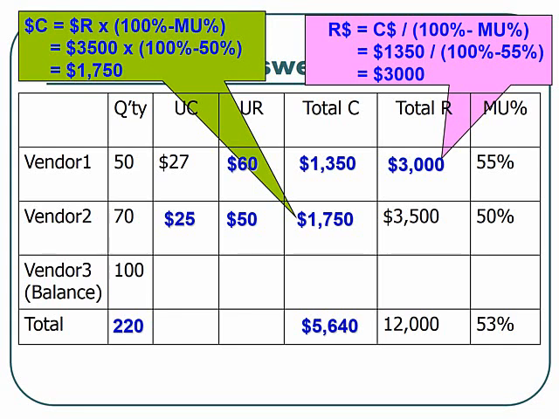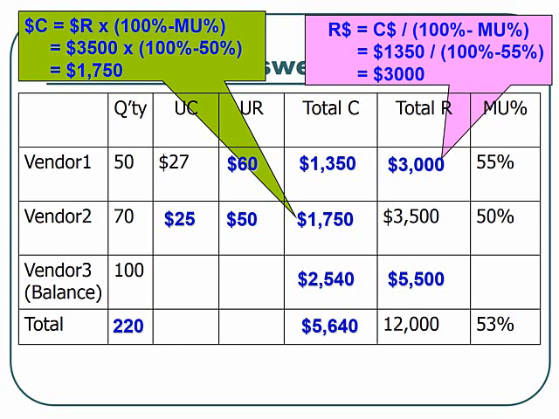And the same goes for the unit retail one, and move on to the total cost and total retail column. Okay, since we know vendor 1 and vendor 2's total cost as well as the total cost for the total merchandise, we can easily calculate the cost balance, right? The total cost value of the balance, which is the vendor 3 purchase, by subtracting vendor 1 and vendor 2's total cost from the total cost of the total merchandise. So that will be 5,640 minus 1,350 minus 1,750 equals $2,540 for the cost balance.